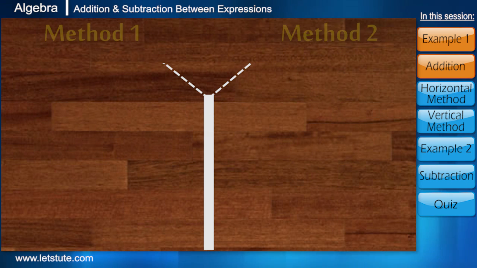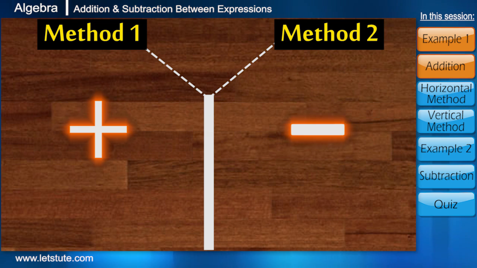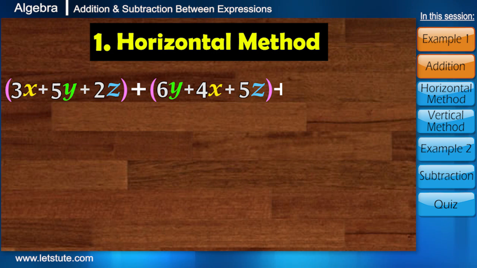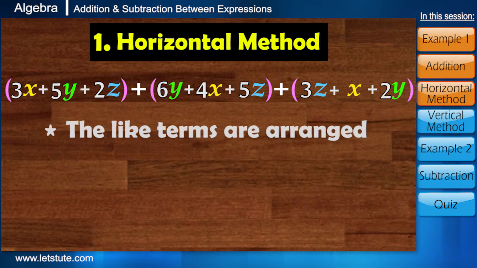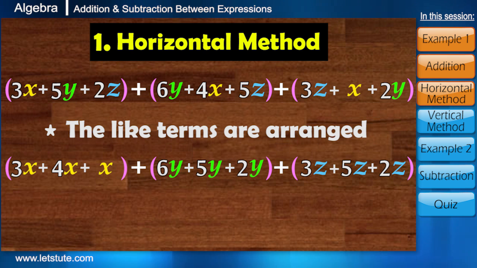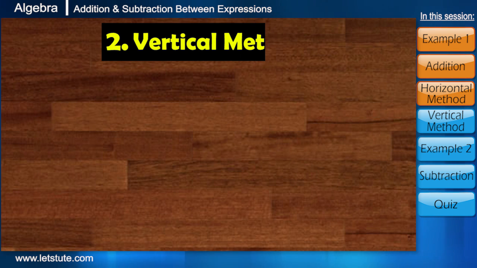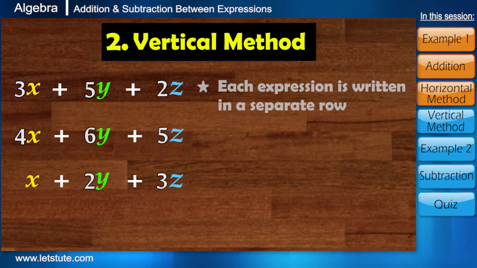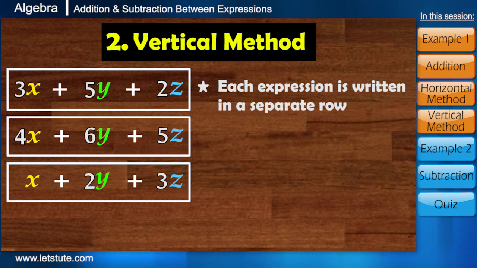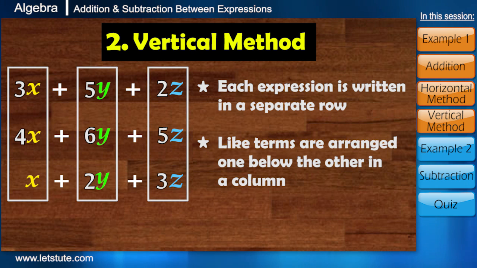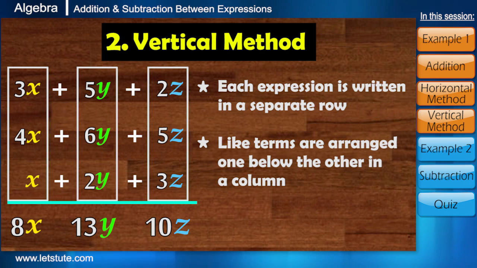Friends, there are basically 2 ways by which we can add or subtract expressions. In the first method, we write expressions in a horizontal line, then the terms are arranged to collect all the groups of like terms and then added. Second is the vertical method. In this, each expression is written in a separate row and the like terms are arranged one below the other in a column. Then we add the like terms column-wise. Let's take one more example to understand it better.